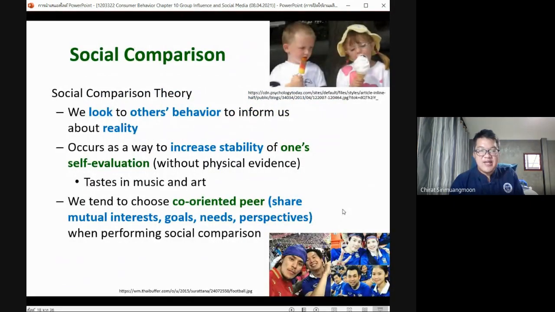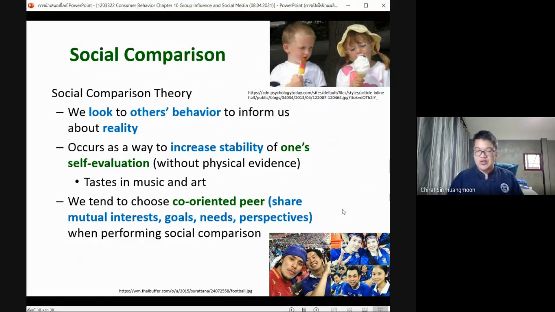Then we can have social comparison. Social comparison theory is described in terms of you comparing yourself with other people in society. In this case, we look at other people's behaviors to inform our reality. So you compare with other people in order to see who you are right now. It occurs as a way to increase the stability of self-evaluation. So if you set yourself to be one thing, you compare to other people and see where you are right now.